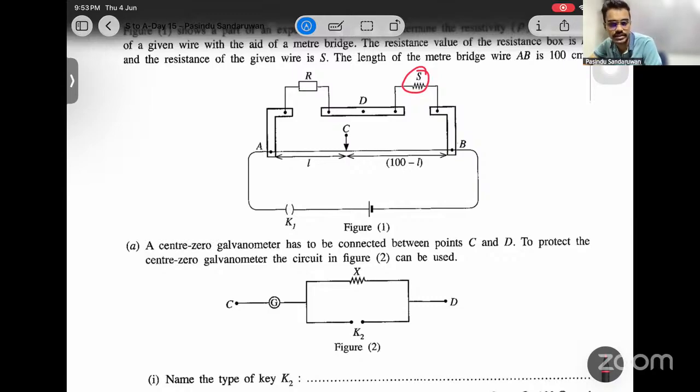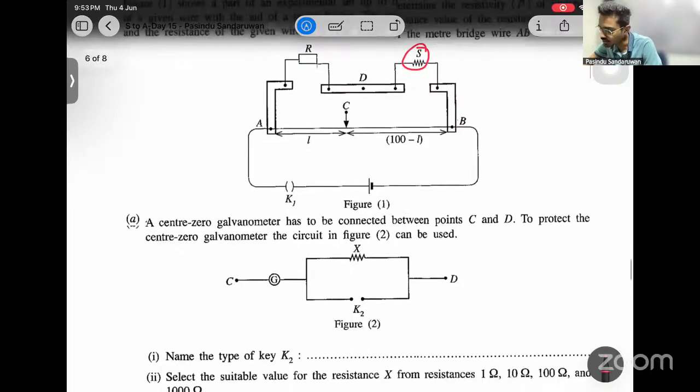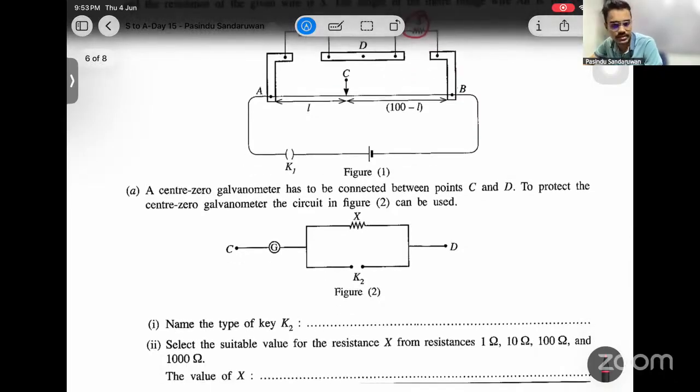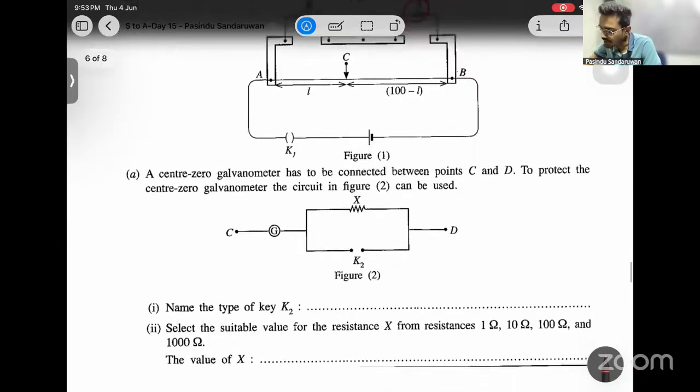To protect the center zero galvanometer connected between C and D, the circuit in figure 2 can be used. That is the safeguard resistor. Name the type of key K2.